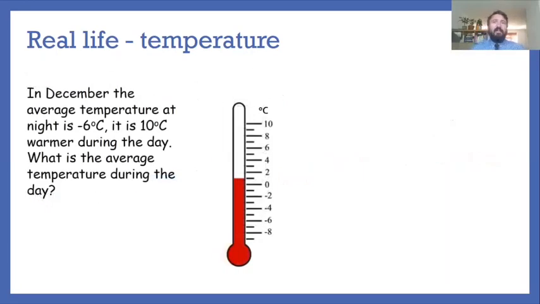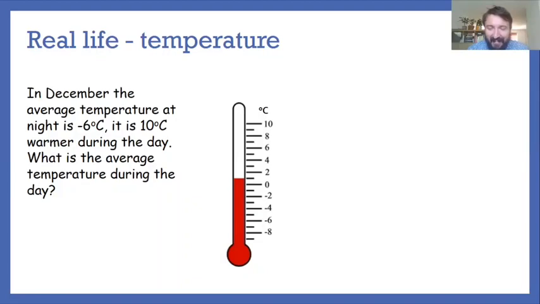Another question for you. In December, the average temperature at night is -6. It is 10 degrees warmer during the day. What is the average temperature during the day? Now, the difference with this question is you are given the difference. So it is telling us the difference between night and day is 10 degrees. Pause the video, have a go at this, and then we will look at this together.